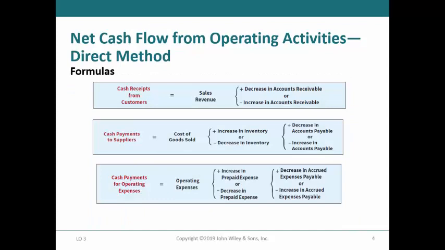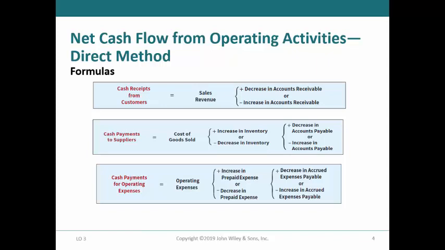The cash receipts from customers is determined by taking the sales revenue reported on the income statement and adding decreases in accounts receivable or subtracting increases in accounts receivable. This is similar to the indirect method where decreases in accounts receivable were added to net income and increases were subtracted. To determine the payments to suppliers, we use cost of goods sold from the income statement and adjust it for both changes in inventory and accounts payable.